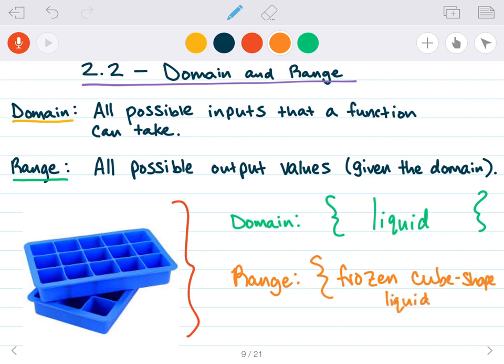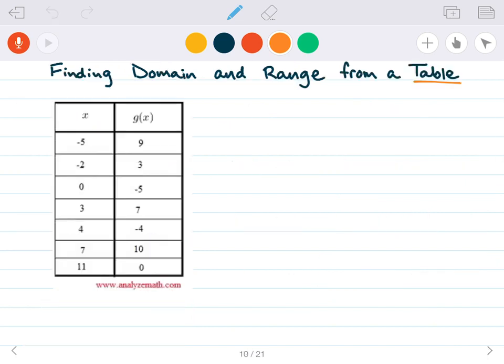Right? That's the only possible thing we can get out of these ice cube trays when we put liquid in there and we freeze them. Okay? So it's kind of a silly example, but that is sort of the intuitive idea of domain and range. Okay, so let's start with a simple example.